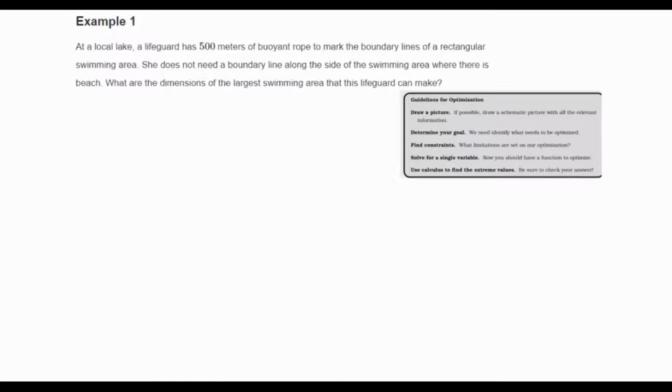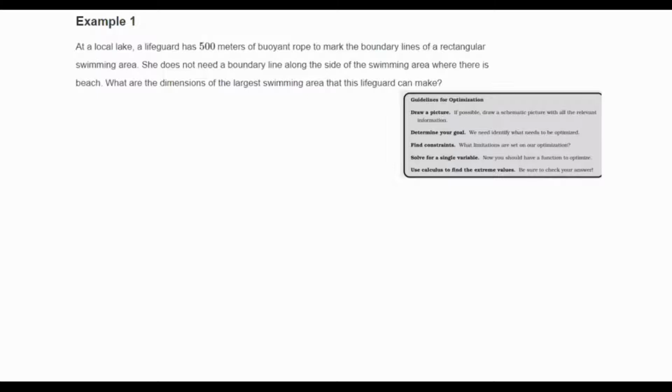So let's take a look at example 1. At a local lake, a lifeguard has 500 meters of buoyant rope to mark the boundary lines of a rectangular swimming area. She does not need a boundary line along the inside of the swimming area where there is the beach. What are the dimensions of the largest swimming area that this lifeguard can make?